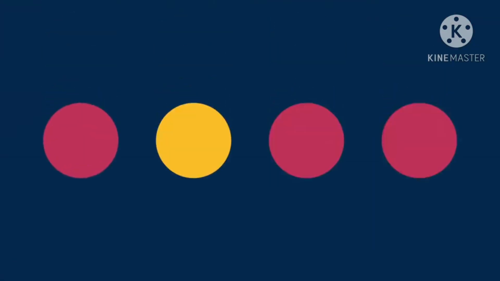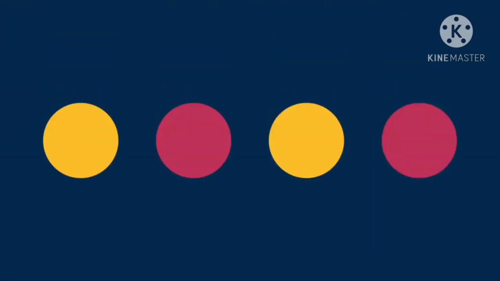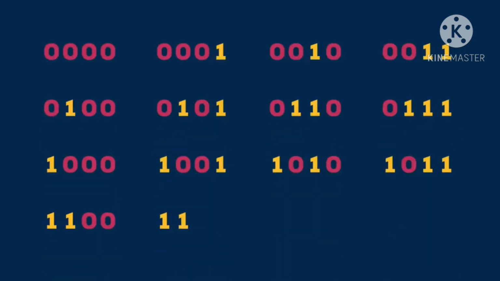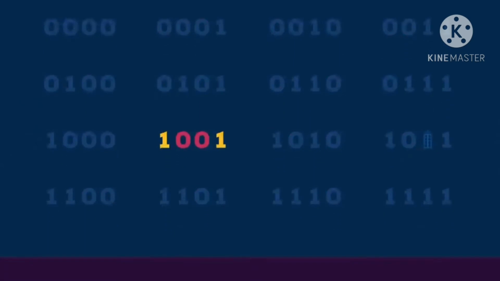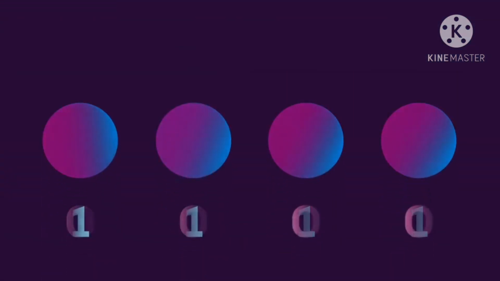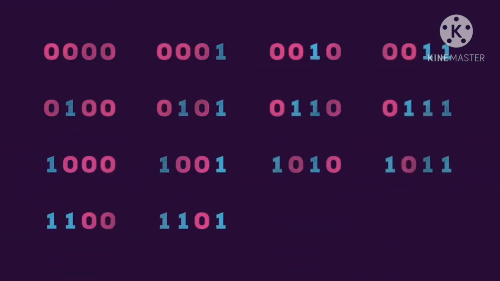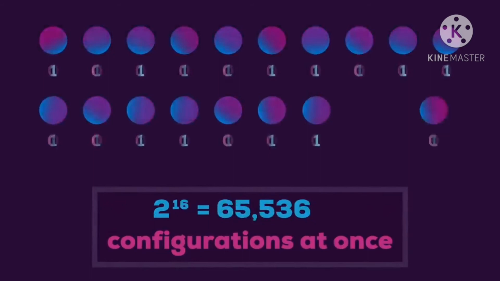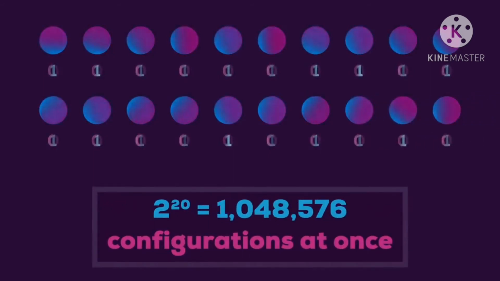4 classical bits can be in one of 2 to the power of 4 different configurations at a time. That's 16 possible combinations, out of which you can use just one. 4 qubits in superposition, however, can be in all of those 16 combinations at once. This number grows exponentially with each extra qubit. 20 of them can already store 1,000,000 values in parallel.